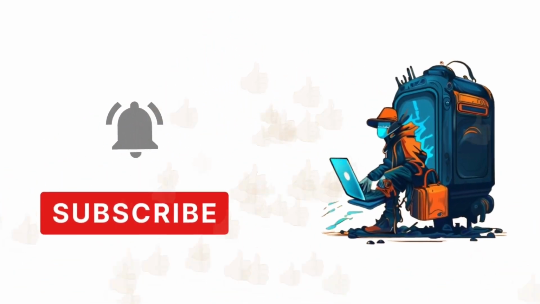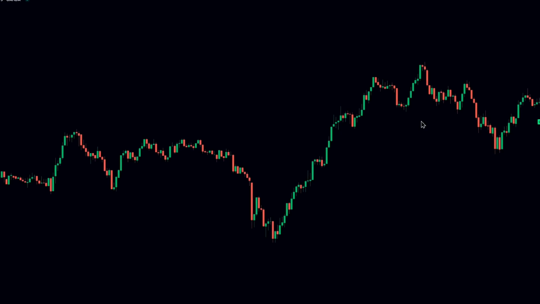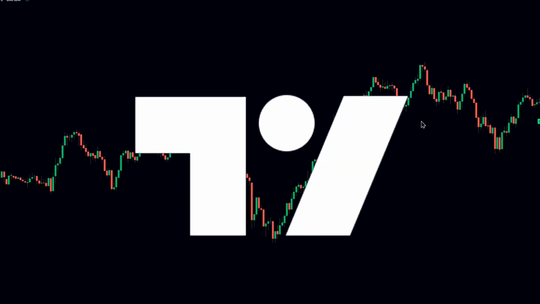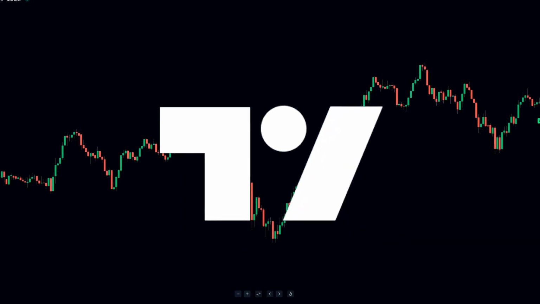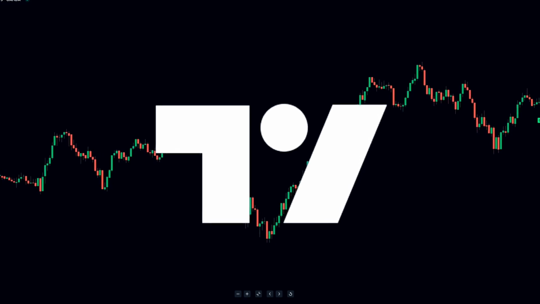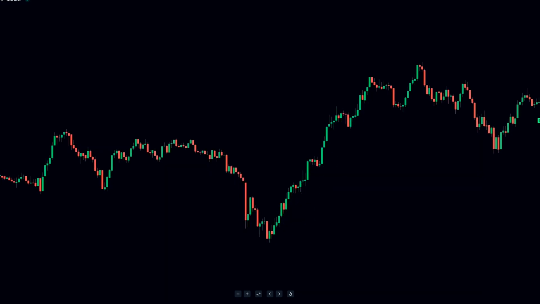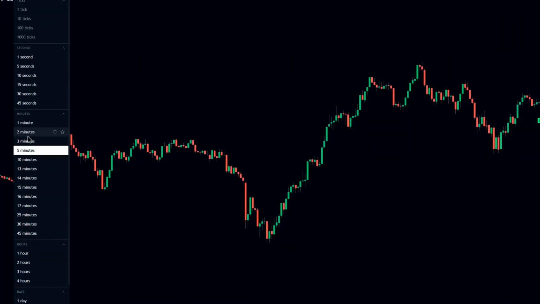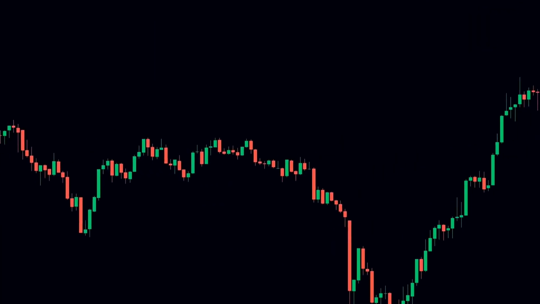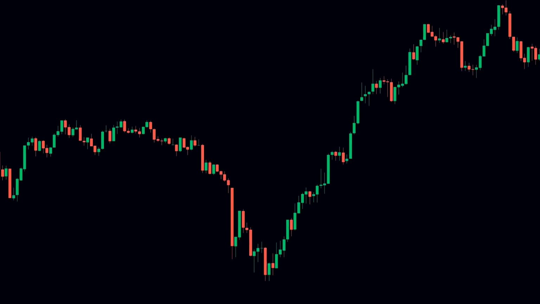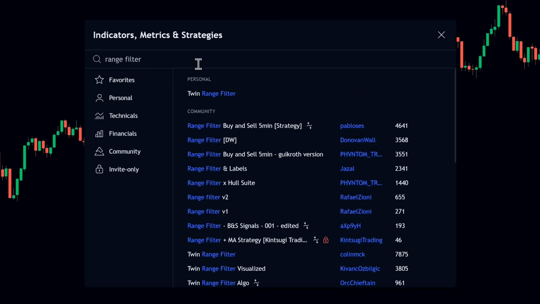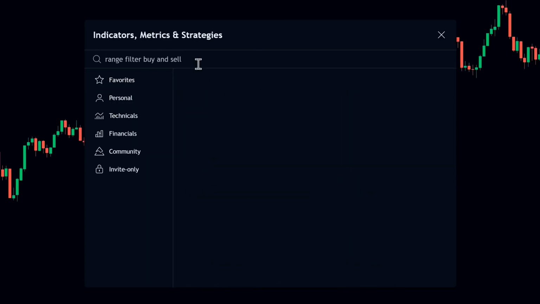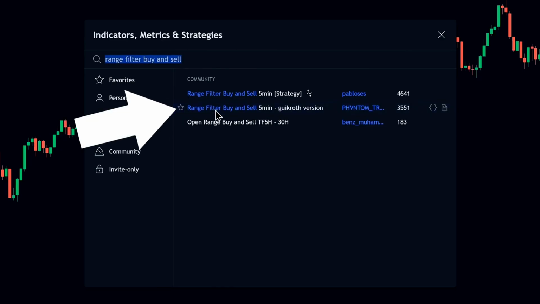Let's jump right in. To add this indicator to our chart, we will use TradingView, the platform I'll be working with. If you haven't signed up yet, there's a link in the video description. Next, pull up any trading security you like in any time frame. I'll be using the 5-minute chart for GBPJPY. Now click Indicators and type in Range Filter, Buy, and Sell. Select the one created by this amazing author.